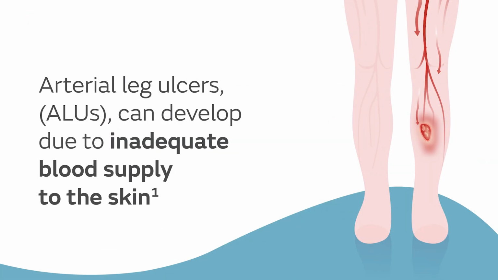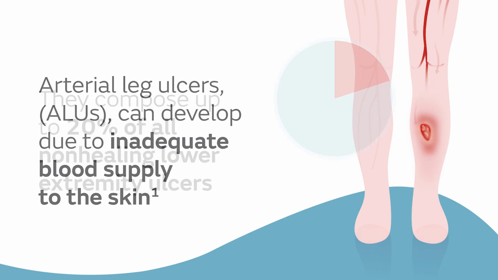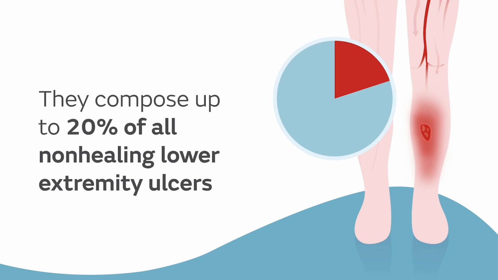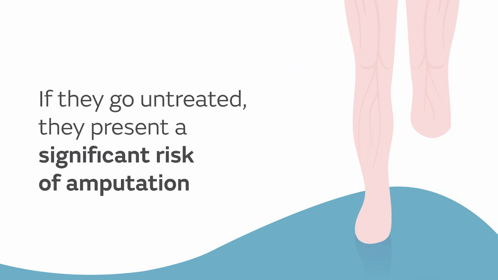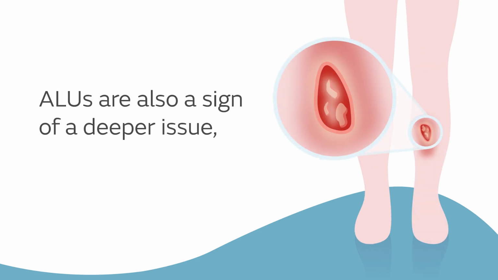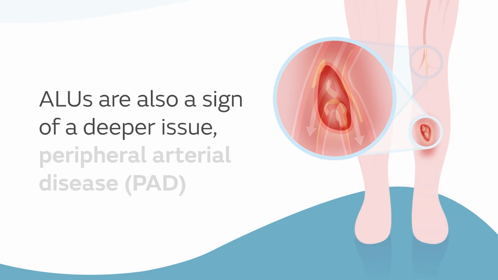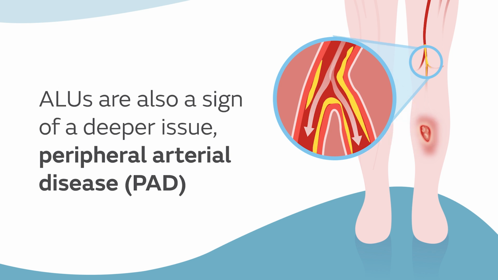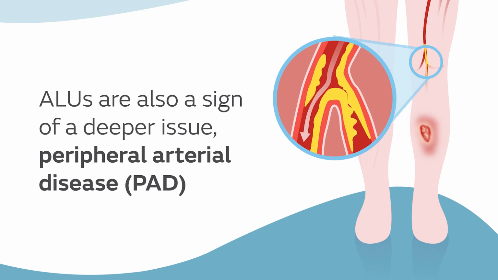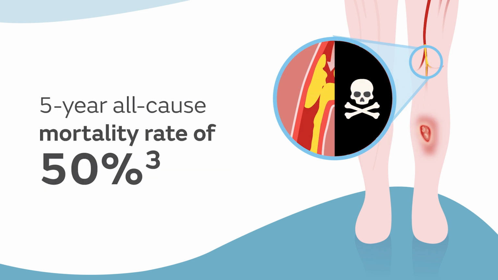Arterial leg ulcers, or ALUs, can develop due to inadequate blood supply of the skin. They compose up to 20% of non-healing lower extremity ulcers, and if they go untreated, they present a significant risk of amputation. ALUs are also a sign of a deeper issue, peripheral arterial disease, which has an overall survival rate that is worse than many cancers, with a 5-year all-cause mortality of 50%.